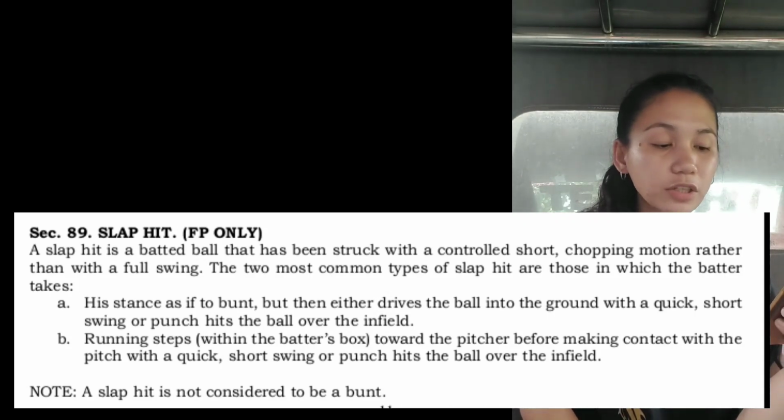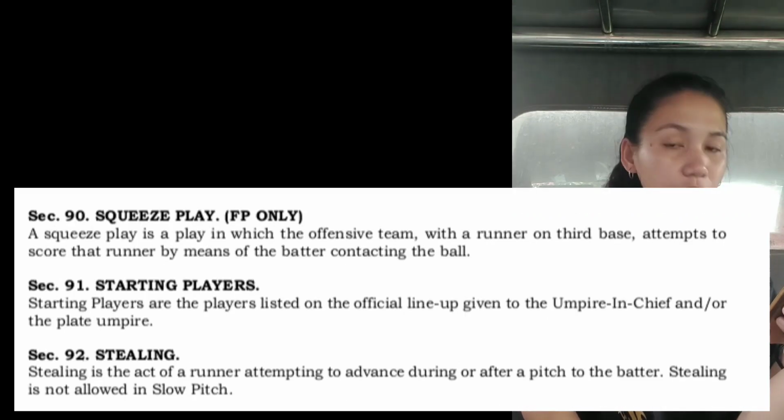So let's move on to section 90, squeeze play, FP only. A squeeze play is a play in which the offensive team with a runner on third base attempts to score that runner by means of the batter contacting the ball. So that is section 90.